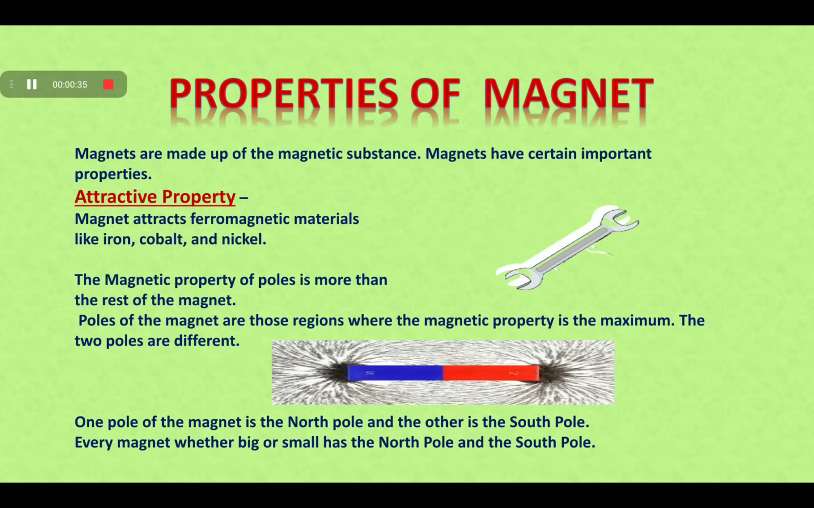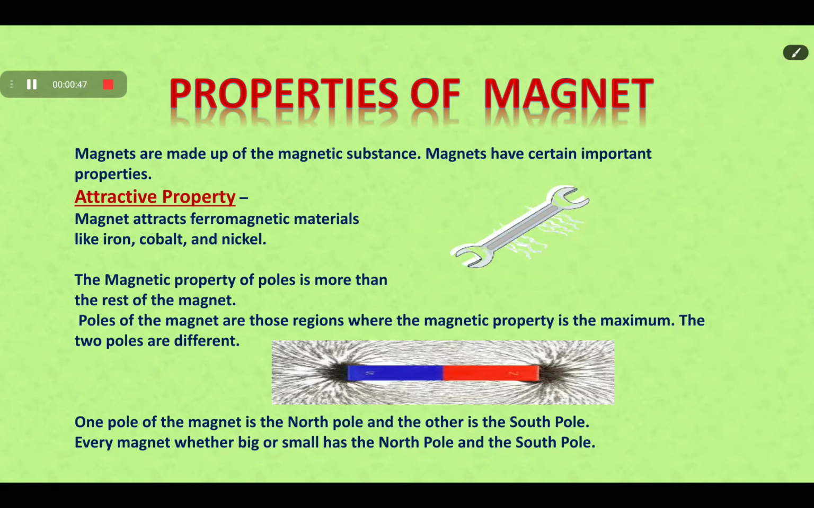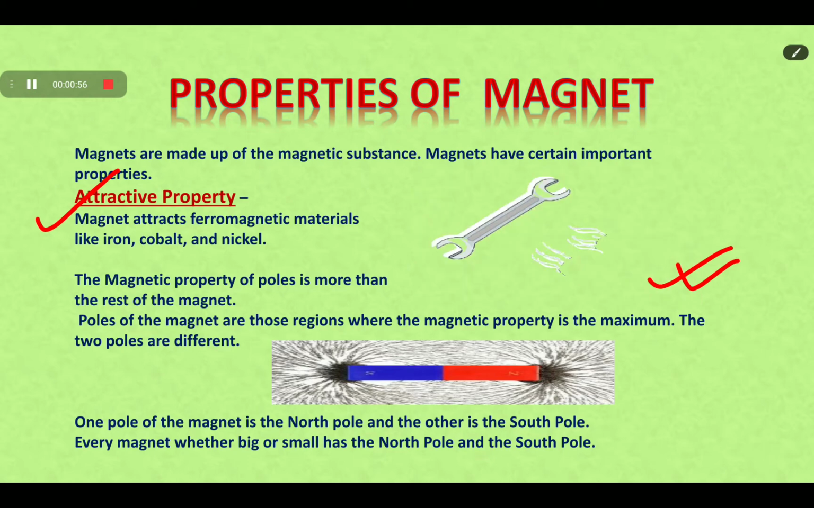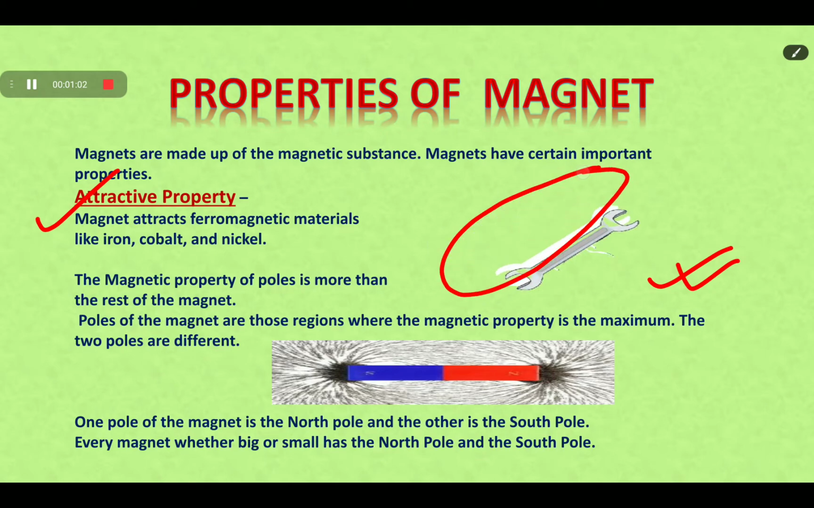We know that magnets are made up of some magnetic substances, and magnets have certain important properties. The attractive property is one of them. As you can see in the image, the magnet attracts a wrench, and that wrench is made up of iron, which is a ferromagnetic material. The magnet can attract ferromagnetic substances like iron, cobalt and nickel.